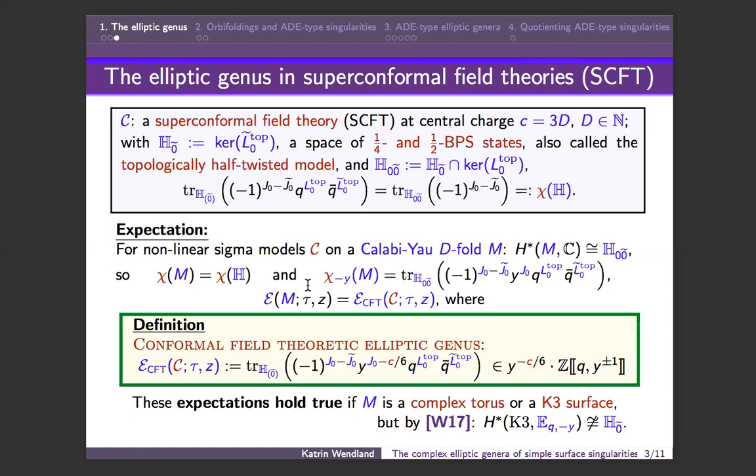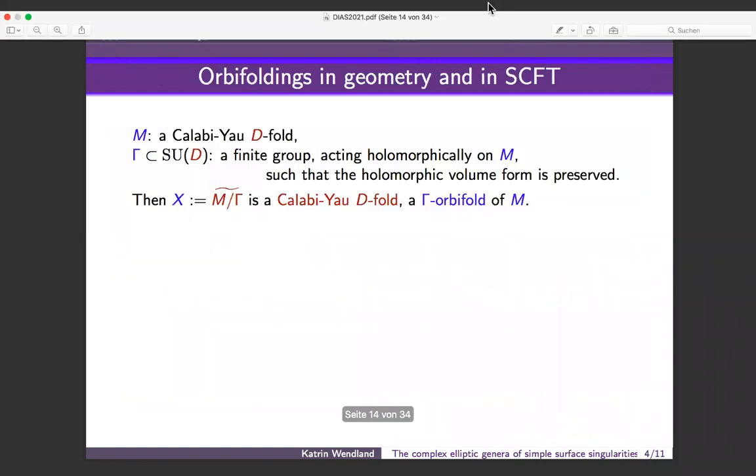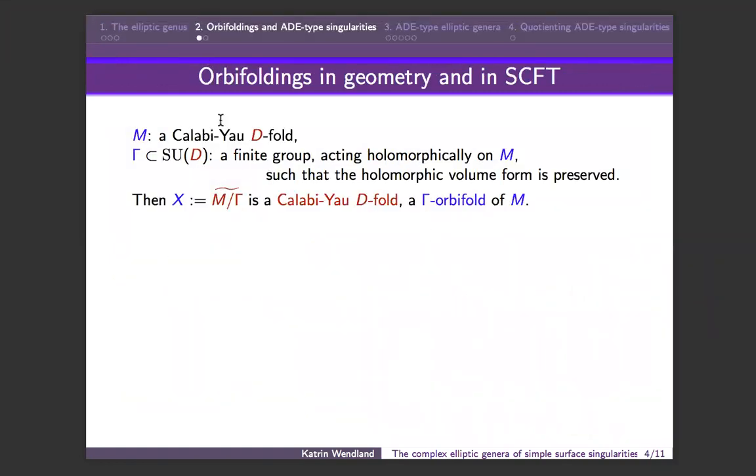But I wanted actually to tell you about some new calculations that I've done with my PhD student, Yuhang, and there we want to address singularities. So now I should turn to discussing these singularities.